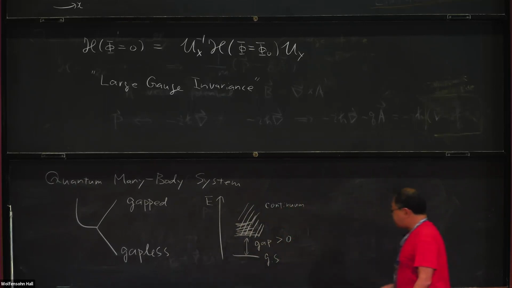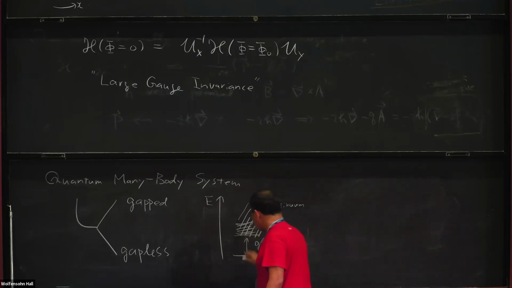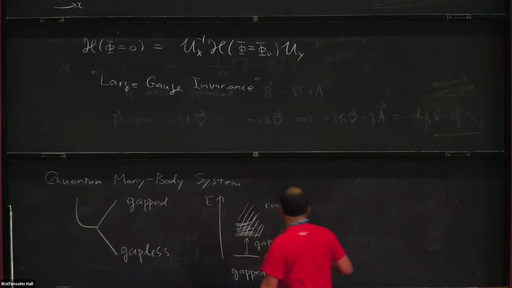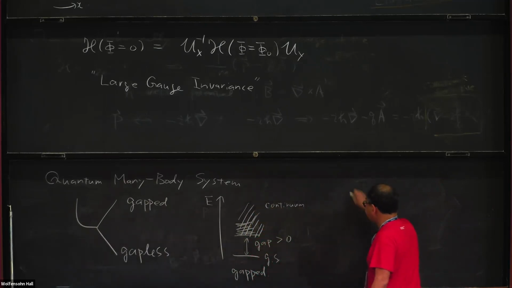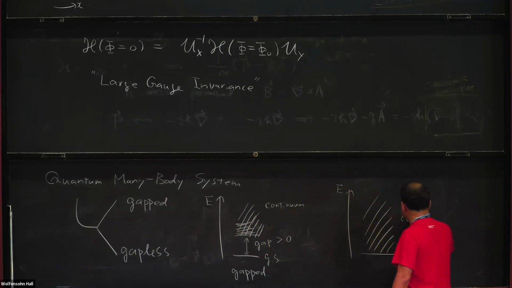If this gap is non-vanishing, that is positive, then the system is called gapped. The other class of system is where you have a ground state, and just above the ground state, you find a continuum. In this case, the system is called gapless.